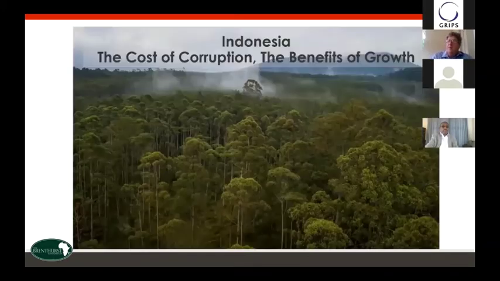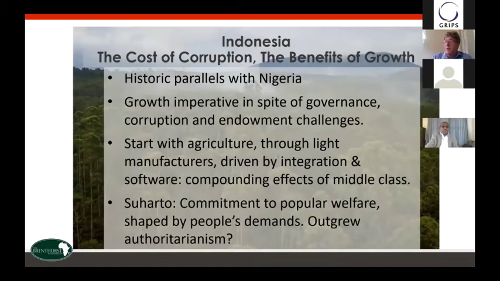Indonesia is again a little like the Philippines in parts, but does overall illustrate the benefits of growth. Of course, it's a country where there are very historic parallels made with Nigeria, but in spite of that, there's been this continuous growth imperative, not just a dependency on a single commodity in oil, but a driving of an agenda for diversification, even during the Suharto period, when there were relative improvements in governance and in foreign investment. Again, a pattern starting through light manufacturers and ending today in areas of IT.